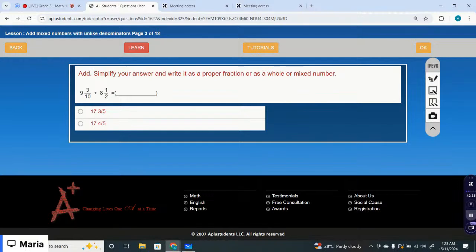The correct option is 17 whole 4 over 5. Option number 2 is the correct option, that is 17 whole 4 over 5.